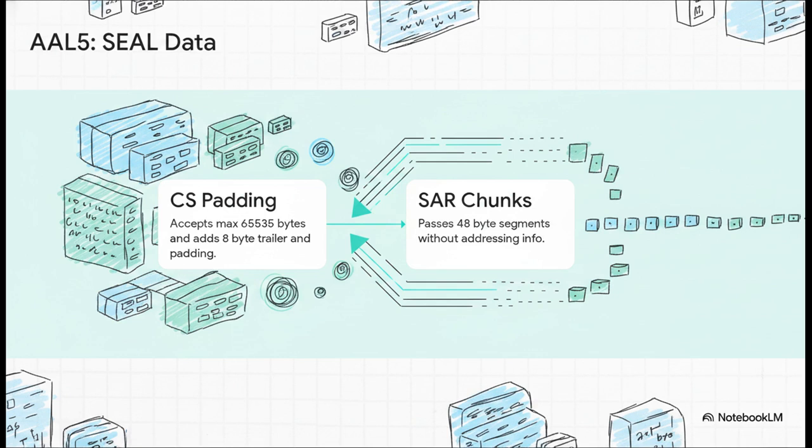It tacks on an 8-byte trailer and some padding, and then simply slices the whole thing into unaddressed 48-byte chunks. Because the link is point-to-point, the cells travel sequentially, meaning they don't need individual sequencing headers packed inside the payload. It's built for highly efficient bulk transfer.